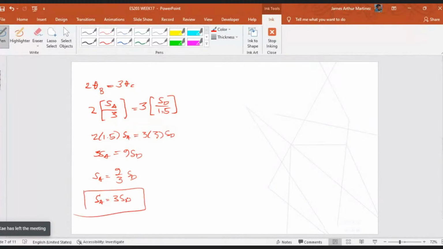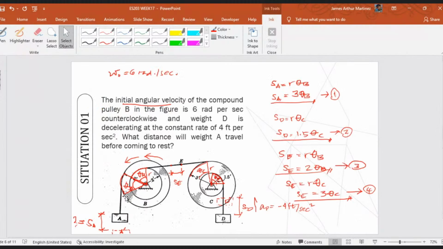So finally, we have the equation, the direct relationship between A and D. We derived this relationship since the objective or goal of the problem is the linear displacement of A, and the given data is for D, the deceleration of D. That's why we got a direct relationship.